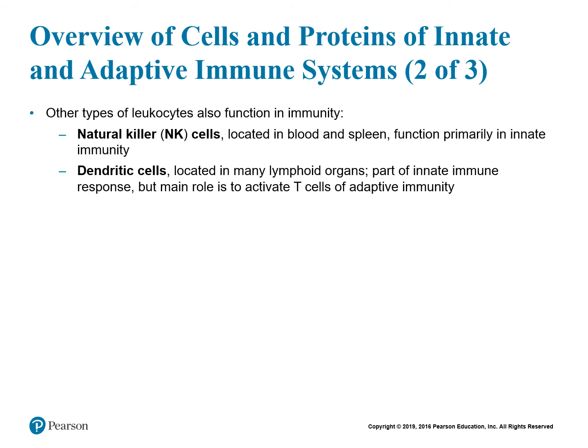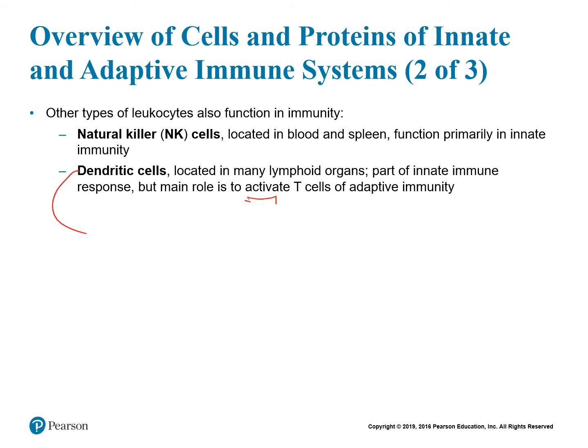You have other types of leukocytes that are also important for immunity, which are your NK cells, natural killer cells. These are in your blood, they're in your spleen, and they're mainly working in innate immunity. The reason these guys are so cool is they can sometimes detect cancerous cells, and they can also detect cells that are infected by a virus, and they can destroy them. You also have dendritic cells that are found everywhere, and their main role is to activate T cells.